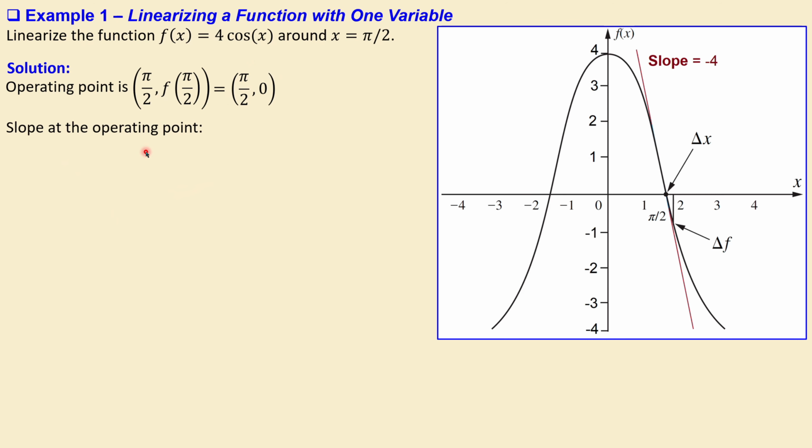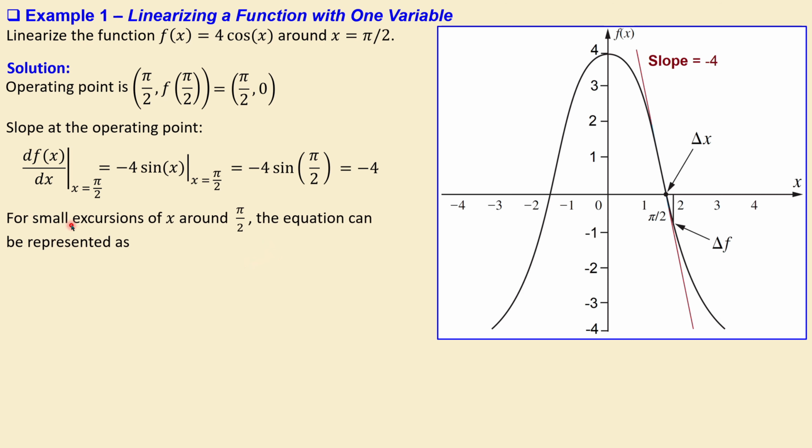Okay, the slope of that tangent, so that line at the operating point, is found by differentiating this function and then evaluating that at that operating point for the x. So shown here, if I differentiate it, it will be minus 4 times sine of x. And if I now substitute x equal to pi over 2, I will get minus 4 times sine of pi over 2. That will be minus 4, because sine of pi over 2 is 1.